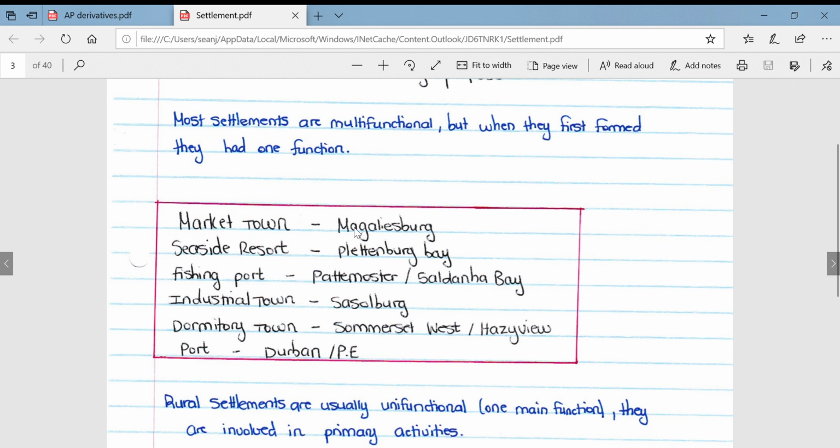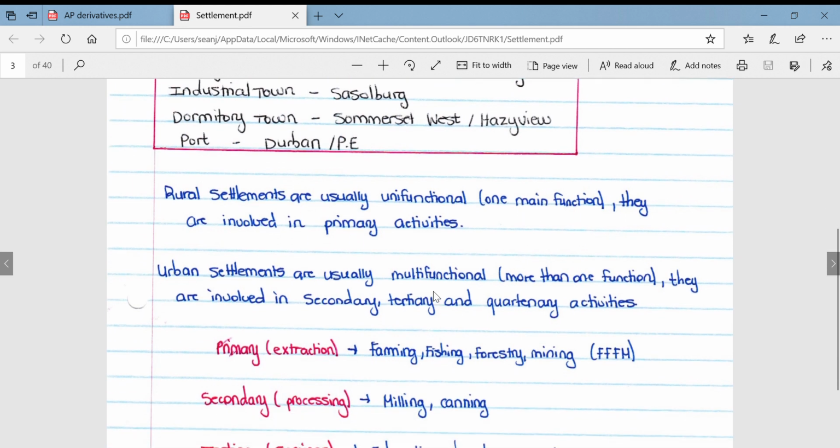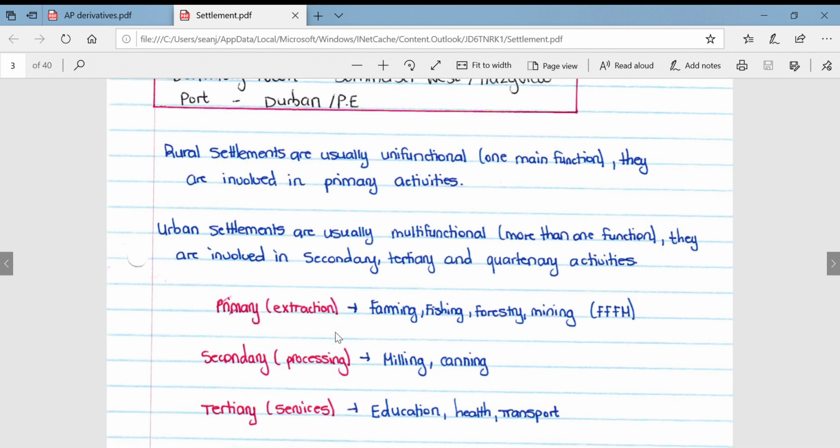You got a market town such as Magaliesburg, a seaside resort such as Plettenberg Bay, a fishing port, Paternoster or Saldanha Bay, an industrial town, an example would be Sasolburg, a dormitory town, Somerset West or Hazyview, and a port town, Durban or Port Elizabeth. Rural settlements are usually unifunctional with one main function and are predominantly involved in primary activities. Urban settlements, on the other hand, are usually multifunctional, i.e. more than one function, and they are involved in secondary, tertiary, and quaternary activities.